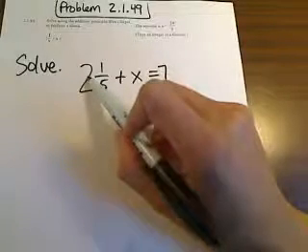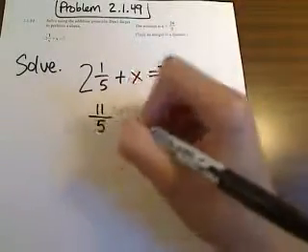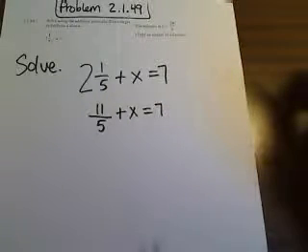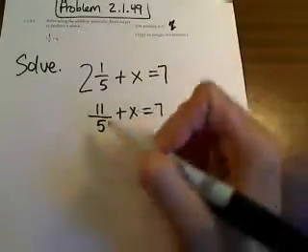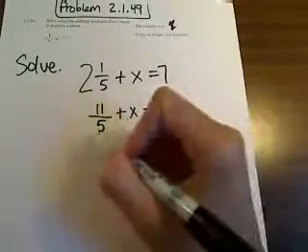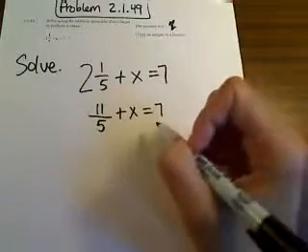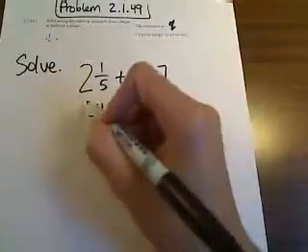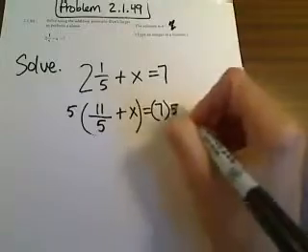So 5 times 2 is 10, and then add 1, so I get 11 over 5 plus x is equal to 7. And then what I'm doing is I'm going to clear the fraction. So clearing fractions means that we're multiplying both sides of the equation by the common denominator. So the common denominator here is 5. So I'm going to multiply by 5.